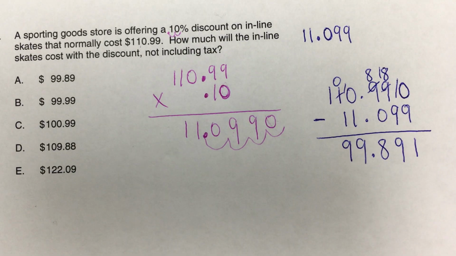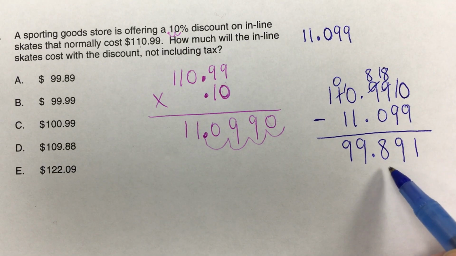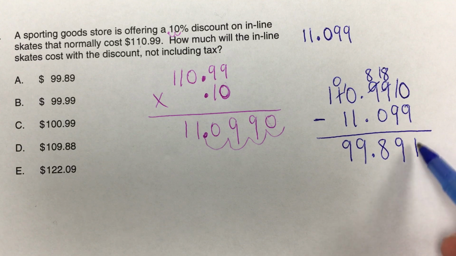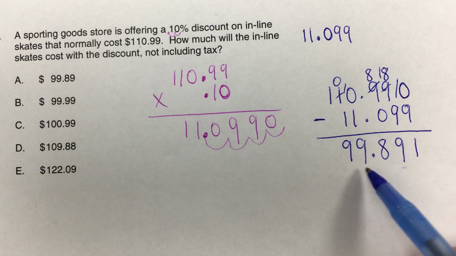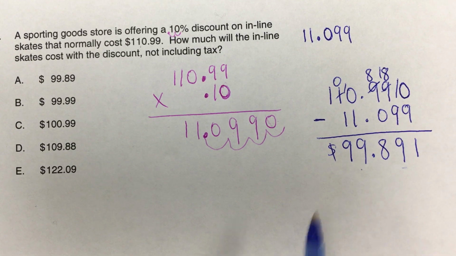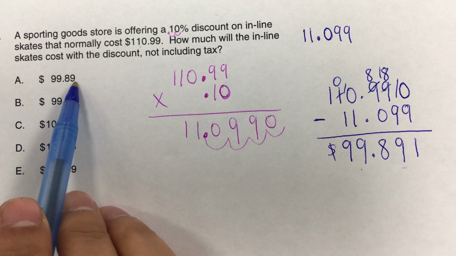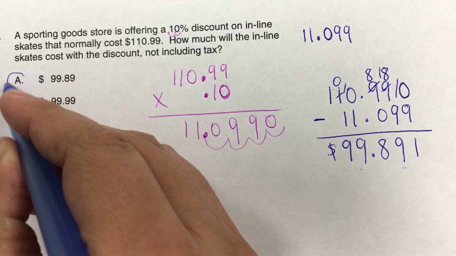So the total price is going to be 99.89. Because this is a 1, it stays the same. And so that's going to be 99.89. That's letter A.